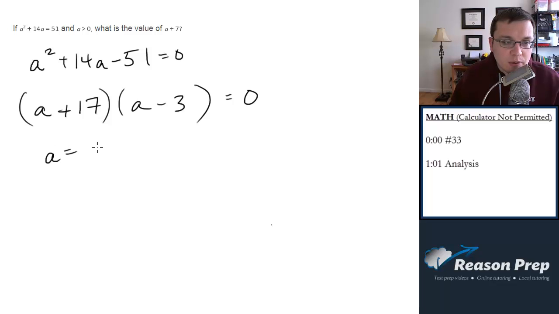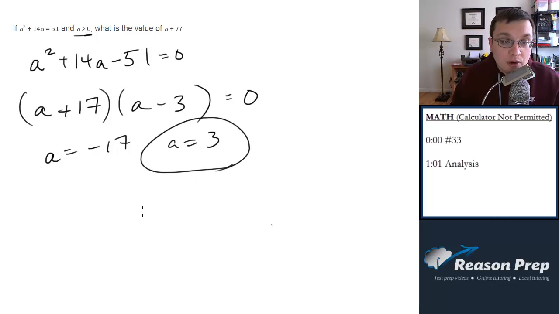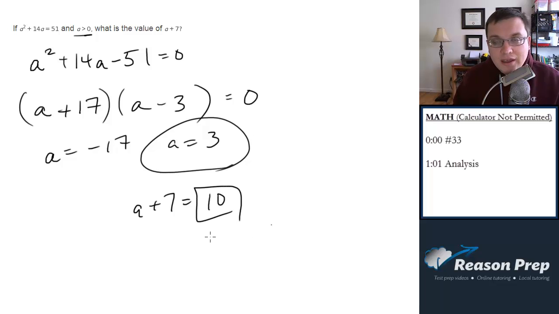So what are our a values? We get a is negative 17, and a is 3. We're told a is greater than 0, so we're going to use this one. So what is the value of a plus 7? Well, it's just 3 plus 7, which is 10. And that's the answer.